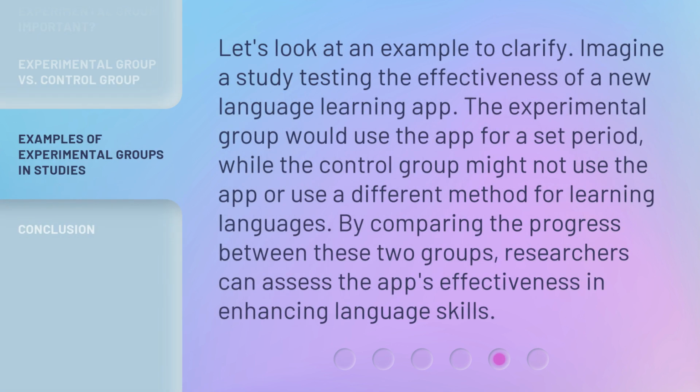Let's look at an example to clarify. Imagine a study testing the effectiveness of a new language learning app. The experimental group would use the app for a set period, while the control group might not use the app or use a different method for learning languages. By comparing the progress between these two groups, researchers can assess the app's effectiveness in enhancing language skills.